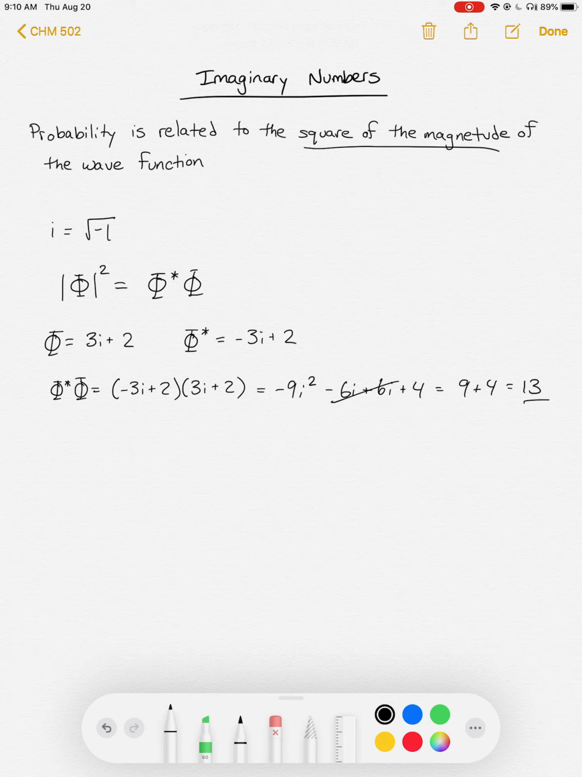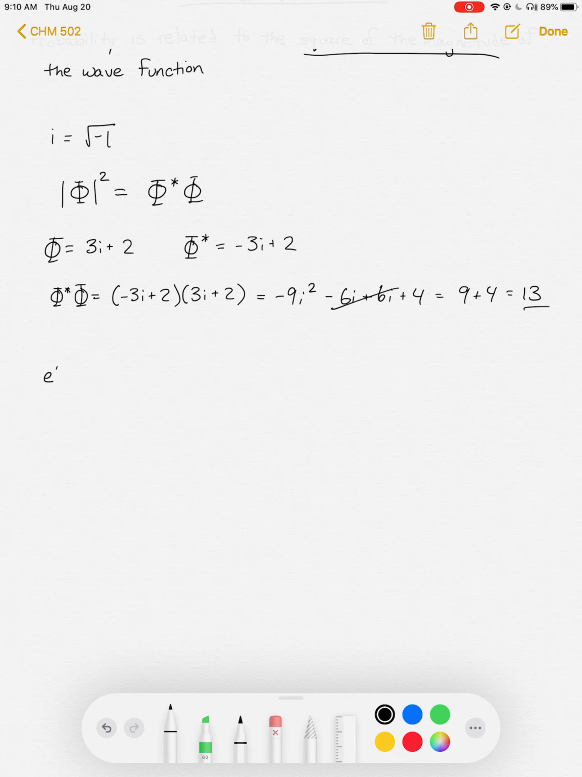I want to highlight one other aspect that we'll see in this class, and that is using Euler's formula. Euler's formula is e to the i theta, where again i is this imaginary number, is equal to cosine theta plus i sine theta. And we'll see this over the course of the semester here. This is a helpful way to look at wave functions again. We'll see a couple different kinds of wave function, and they'll look very similar, but they can be misinterpreted very easily.